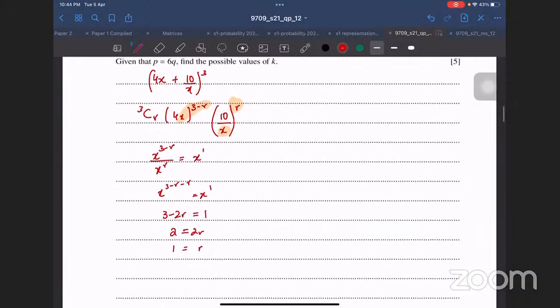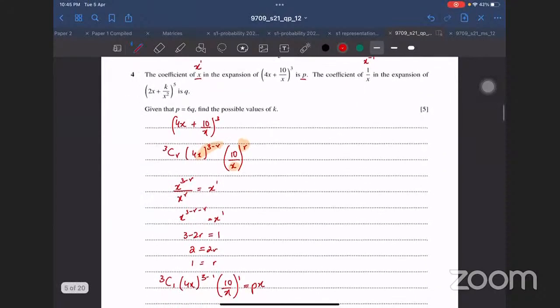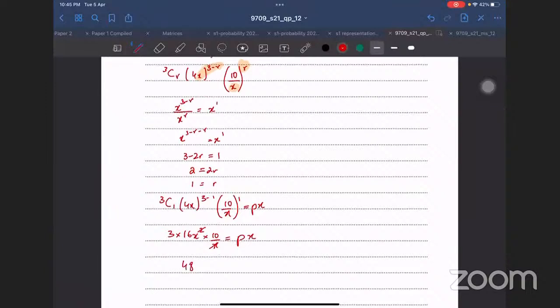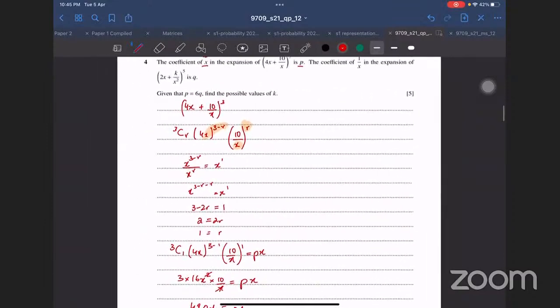r equals 1. So 3C1, 4x power 3 minus 1, 10 over x power 1 should equal px. It says the coefficient of x in the expansion of this is p. So I get 480x equals px. So p equals 480.